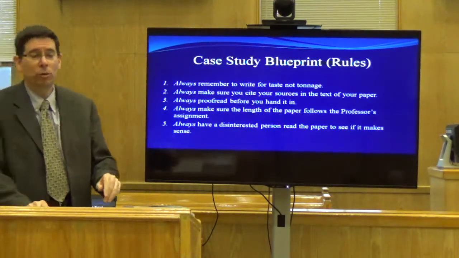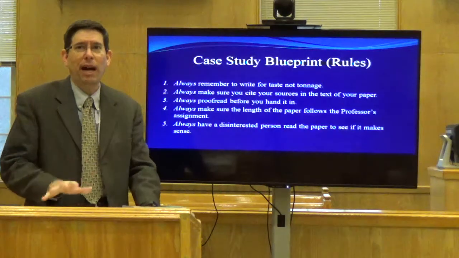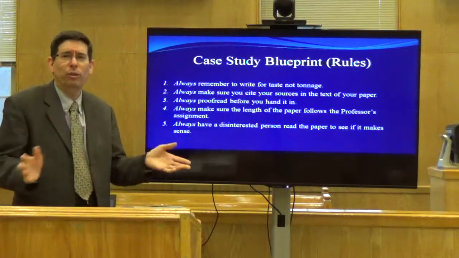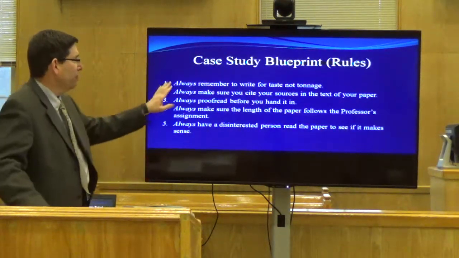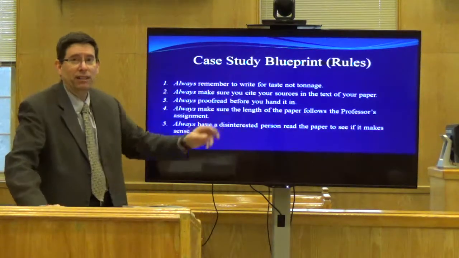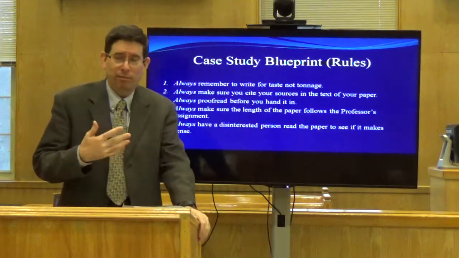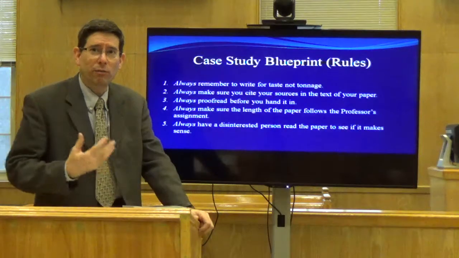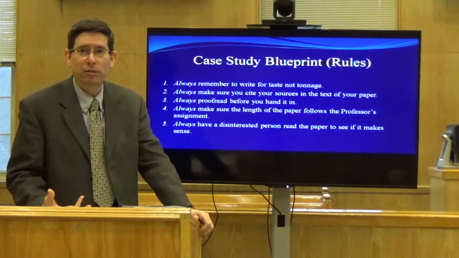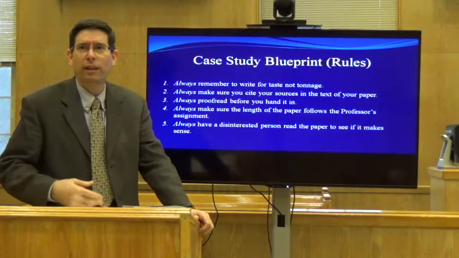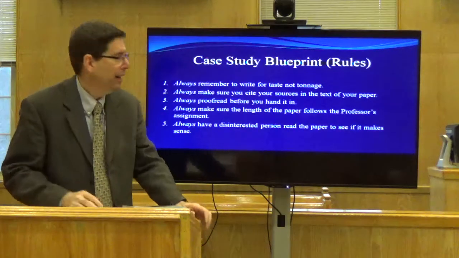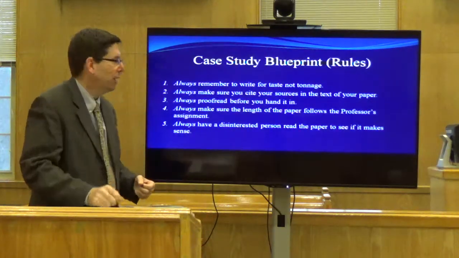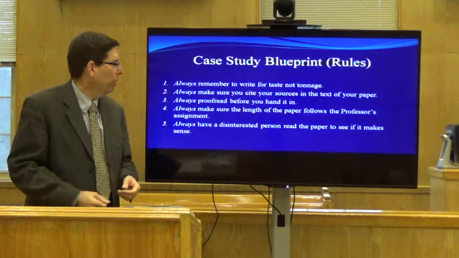Now we finally do some more rules. Okay? I came up with 5 basic rules that I think you should always follow. The first one is we write for taste, not tonnage. In other words, we're going to write 5 pages. We're going to write really good 5 pages, which is hard, versus 20 that may go on and on and on. Okay? So taste, not tonnage. We want to get the job done. Every word will be working for us.